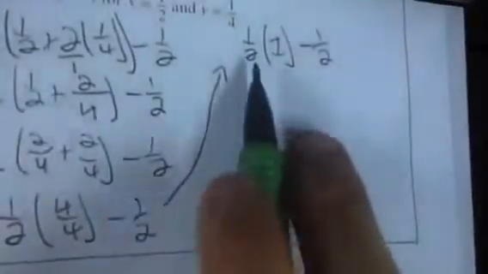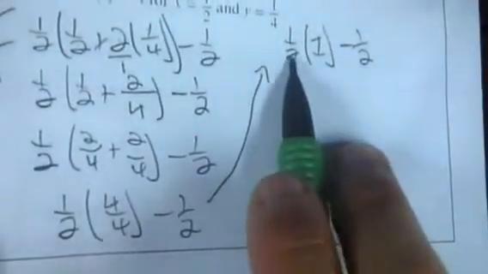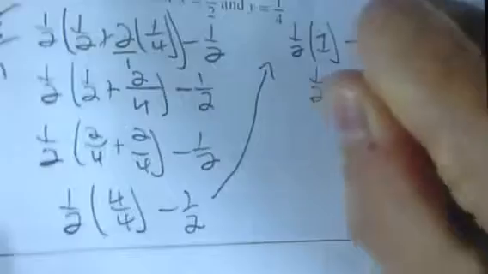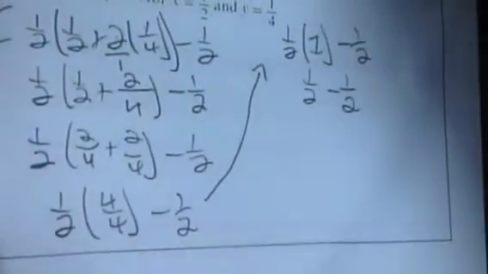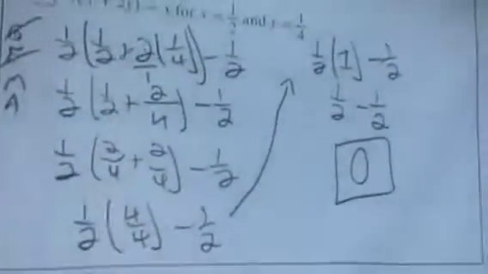Okay? Now, I have two operations here. I've done everything inside grouping symbols. I don't have any exponents, so I'm doing multiplication, division, then addition and subtraction. So I first multiply this 1/2 times this 1, which gives me 1/2 minus 1/2. Anything minus itself should give me 0. So here I should have a 0. All that work, and then I got me a 0.